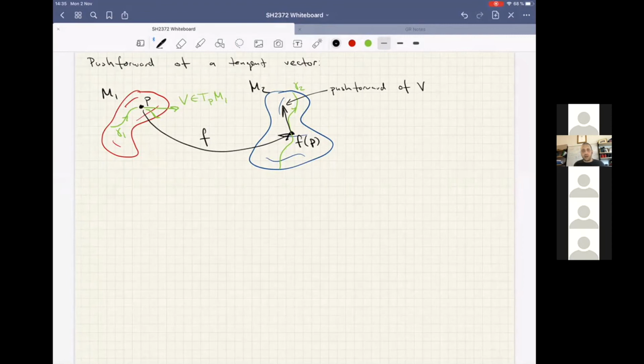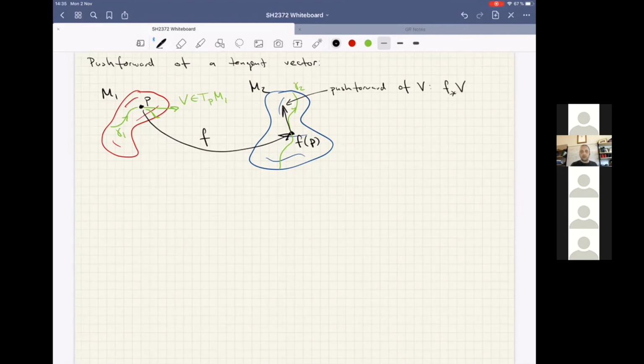So the question is then, how can we describe this mathematically? The concept itself is just that we have a curve in M1 that corresponds to a curve in M2, and we define the push forward of the tangent vector in M1 as the tangent vector of gamma 2 in M2. If we look at it, the push forward here of V, we're going to call it F subindex star V.